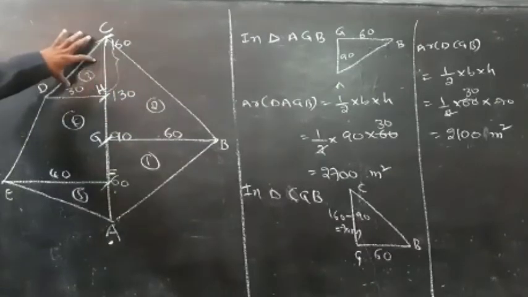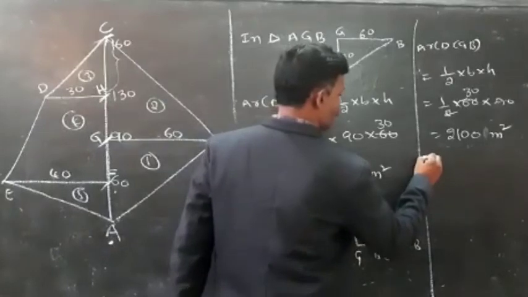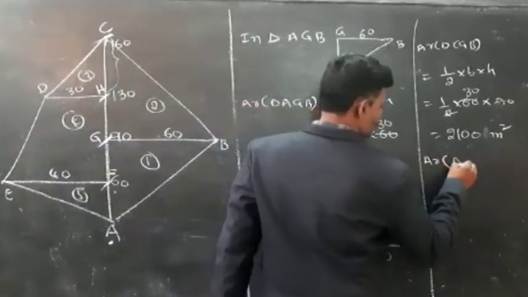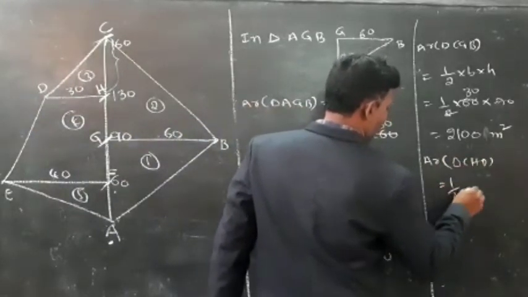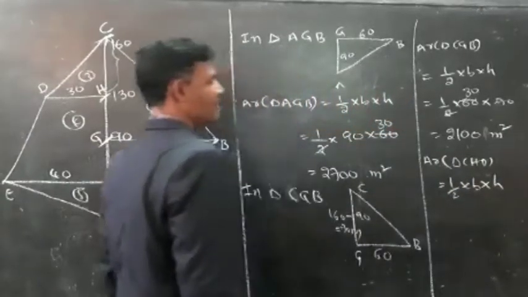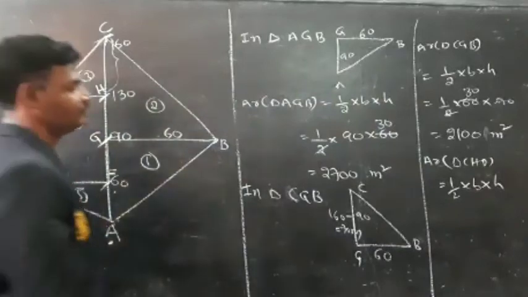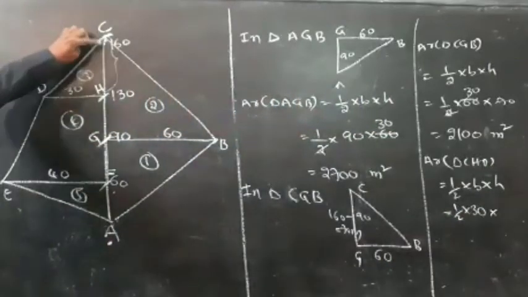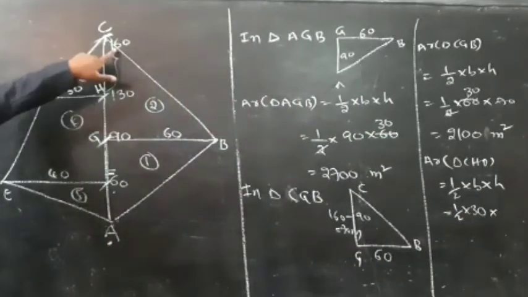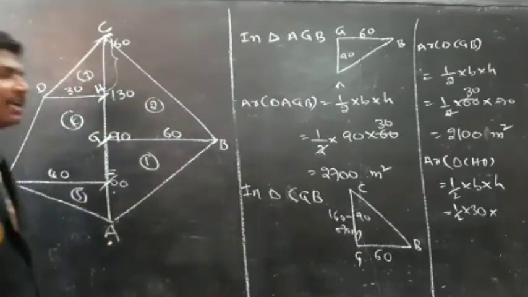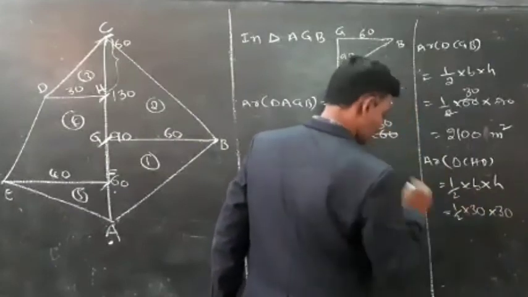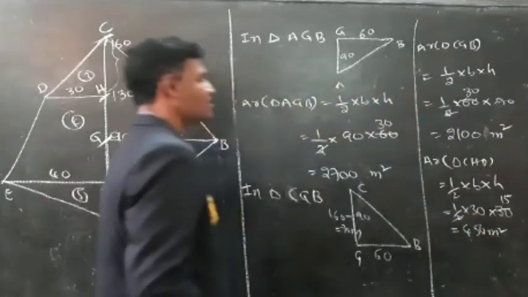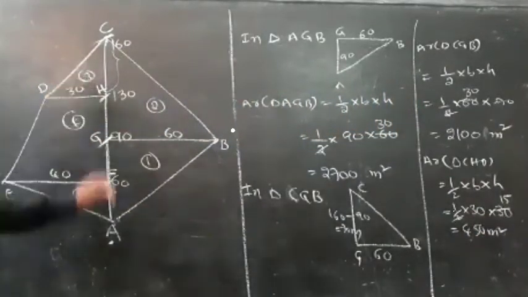Then you have to find the area of the third figure, triangle CHD. Half into base into height. What is the base here? 30. Height means here, this is C and H. Up to H, 130, then up to C, 160. So 160 minus 130 is 30. Half into 30 into 30, 15 threes are 45. So it is 450 meters square. The area of the third figure is 450 meters square.